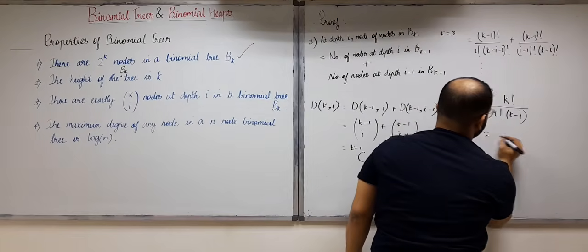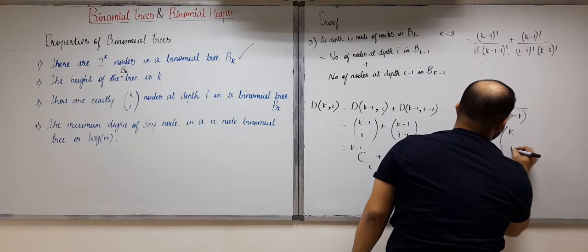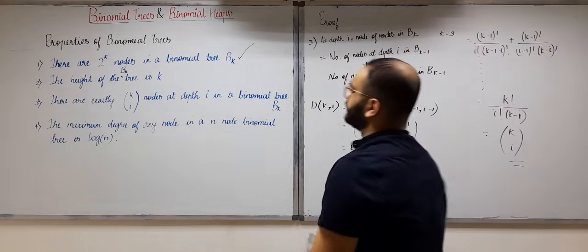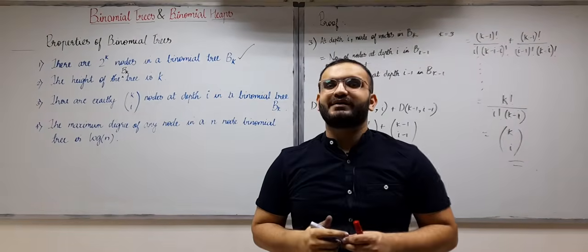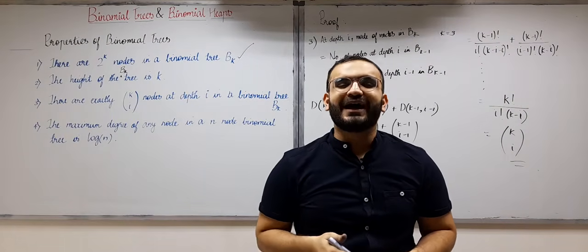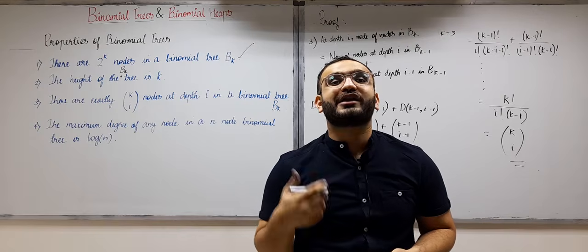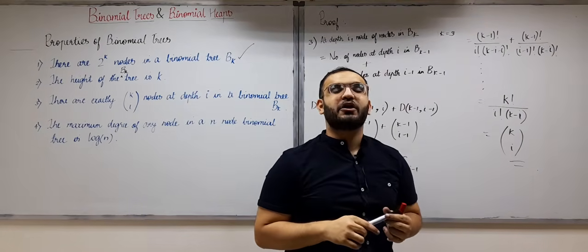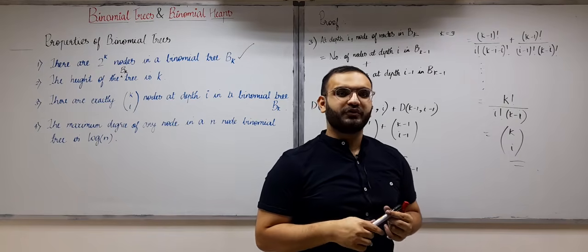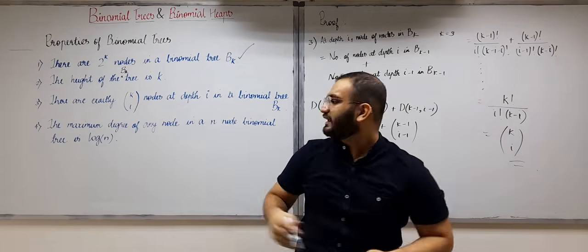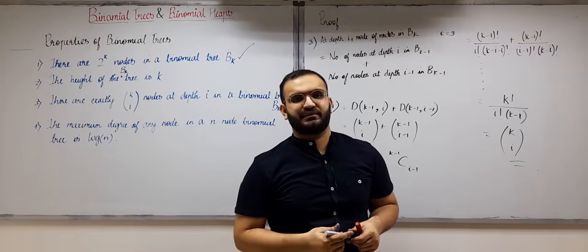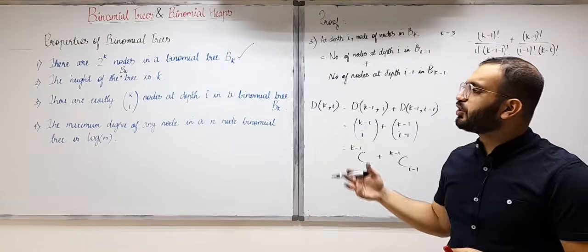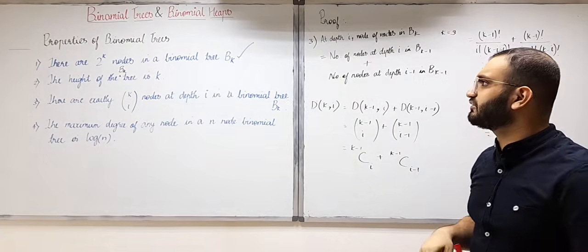So what is this? This is the binomial coefficient, the same binomial coefficient that we needed to prove. Now you will understand why binomial trees are known as binomial trees, because for every binomial tree of order k, the number of nodes at depth i is actually a binomial coefficient. I hope you got this point, why these trees are known as binomial trees.